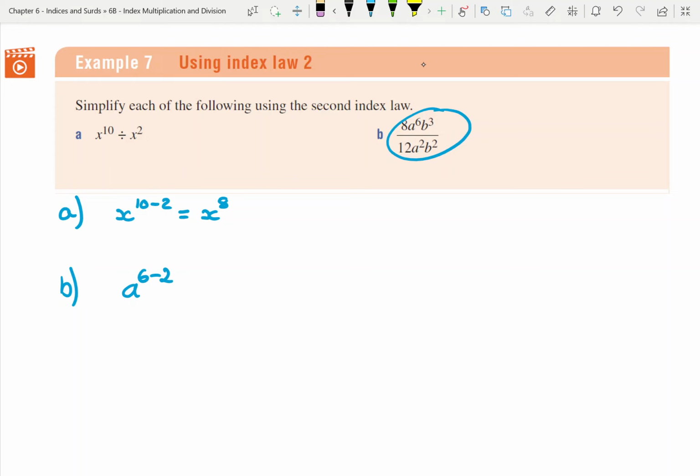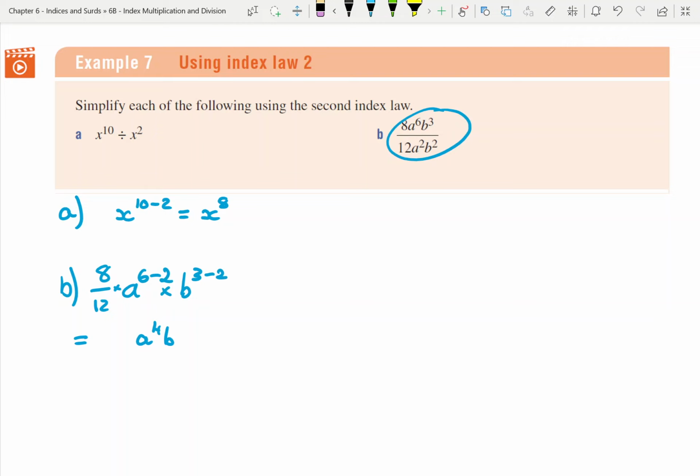Similarly, for b, we've got b cubed. We're going to be subtracting 2 for that b squared in our denominator. But then we can't forget our 8 over 12, so we can turn that into a fraction that's being multiplied across both of these terms. So let's make this a little bit simpler. We've got a to the 4, b to the 1.